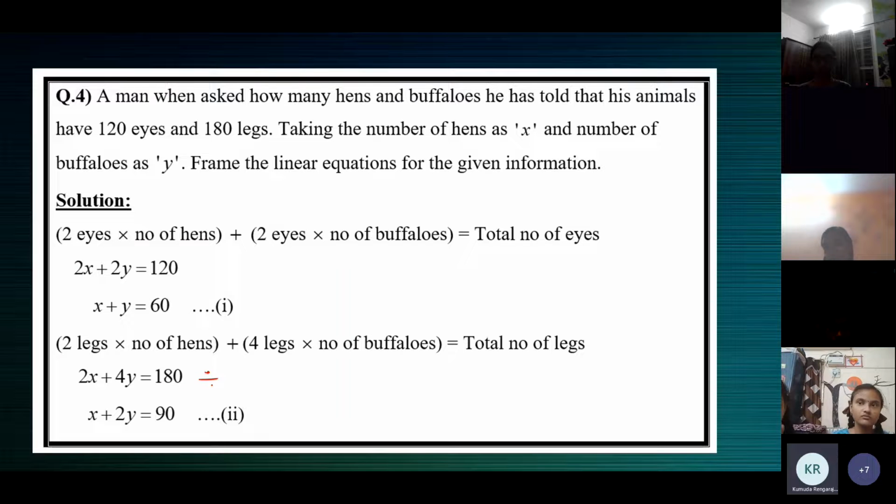Then if you divide this equation by 2 throughout, you get x plus 2y is equal to 90.